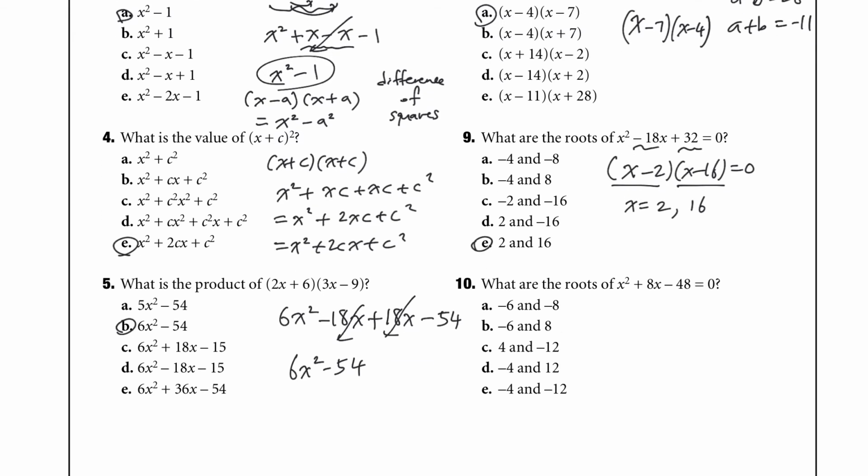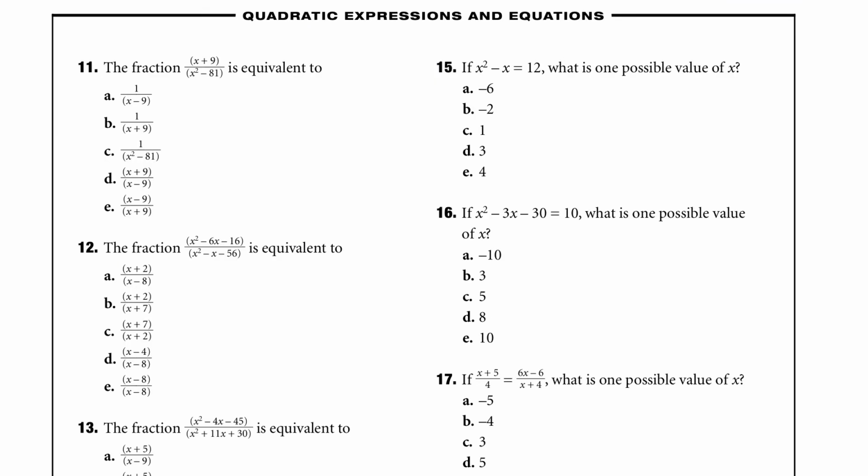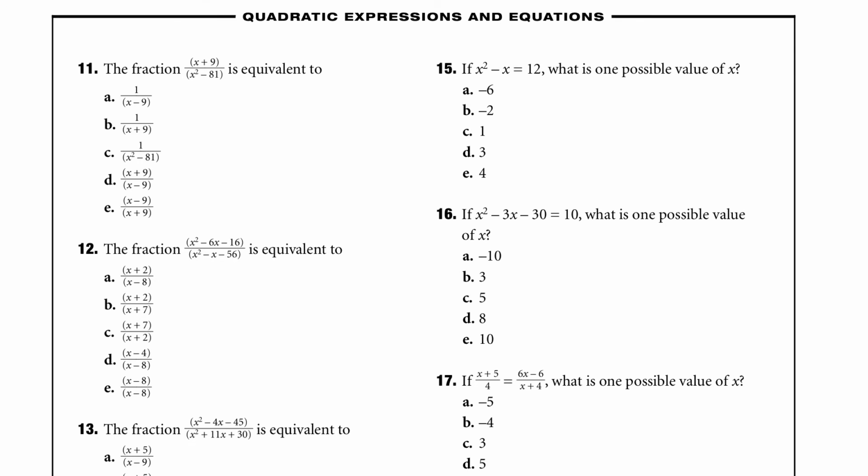What are the roots of x squared plus 8x minus 48? Same deal. x minus 4, x plus 12. So x is equal to negative 12 or 4.